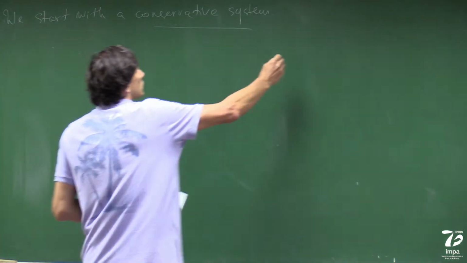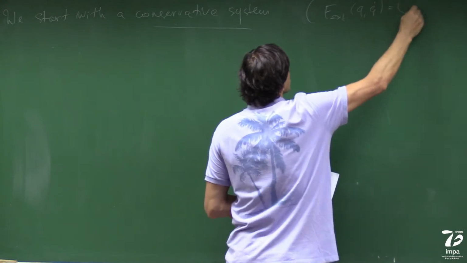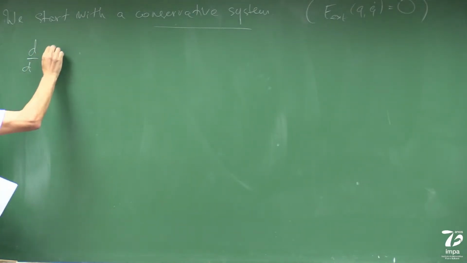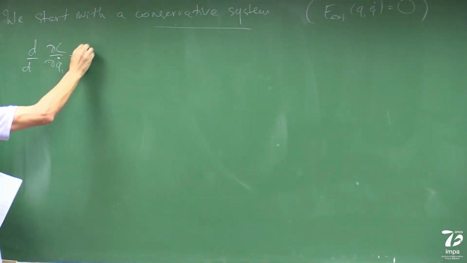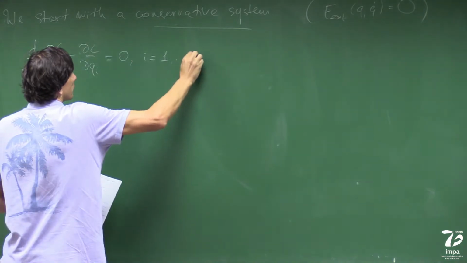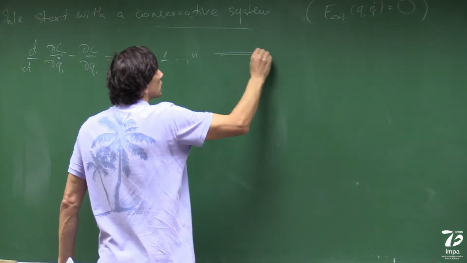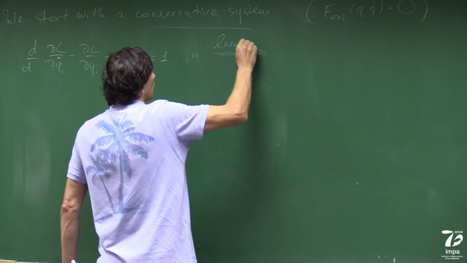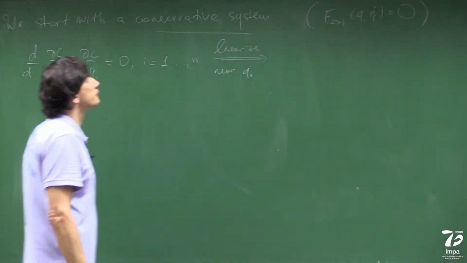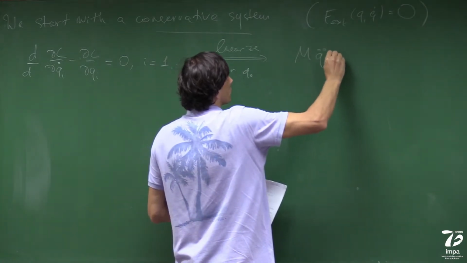A conservative system is one where the external forces are 0, so all forces can be included in the potential. That was a system given by the Lagrange equations. And we know that when you linearize near the equilibrium, you get linearized equations of this form.